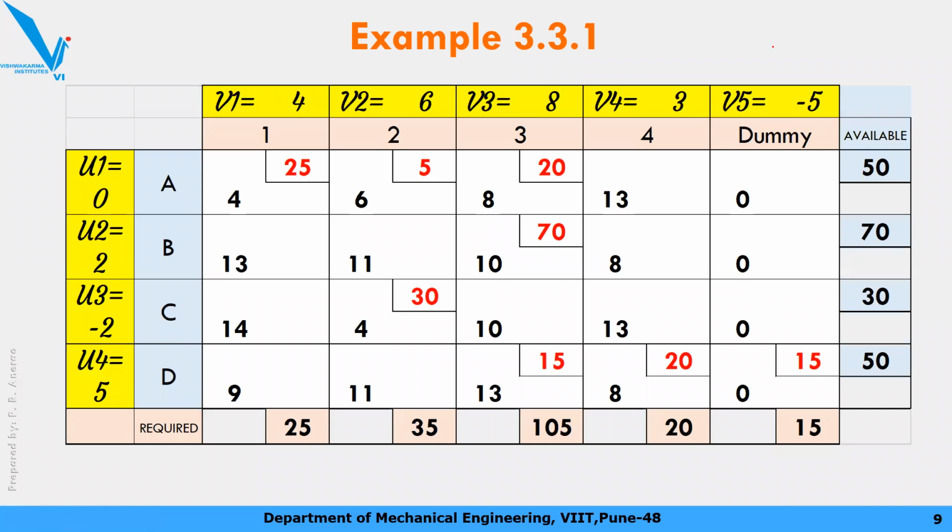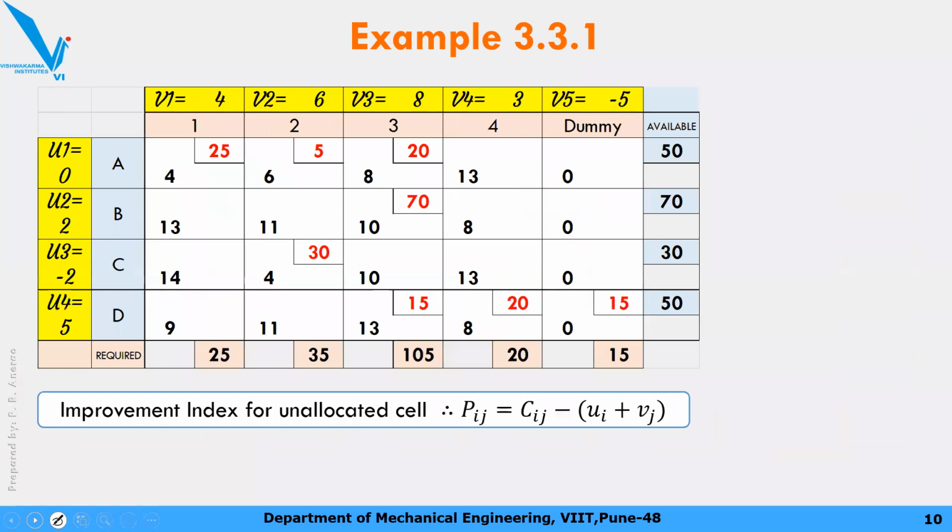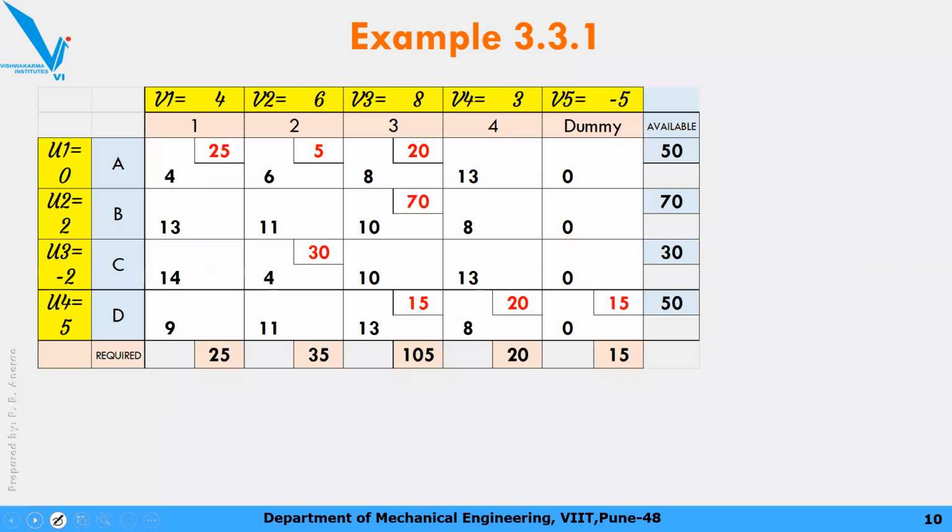Any doubt in this? How to calculate u and v value? Okay, so there are no doubts. Let's go ahead with the calculation now. Here we are going to implement the MODI method. Now how to calculate the improvement index?